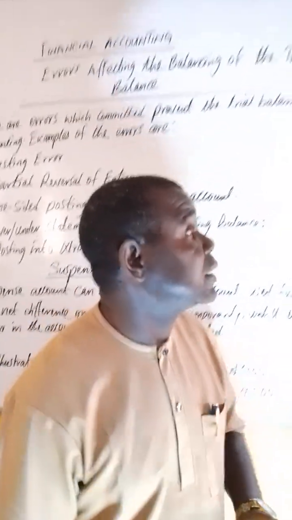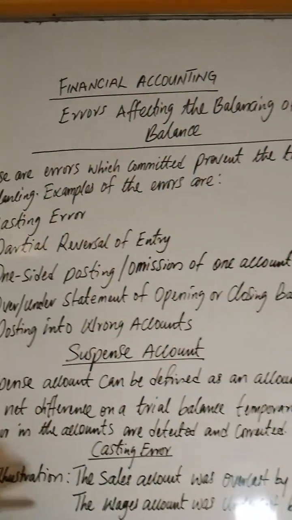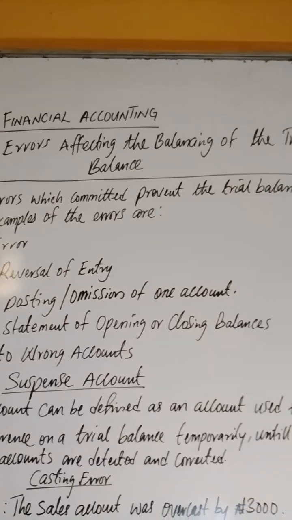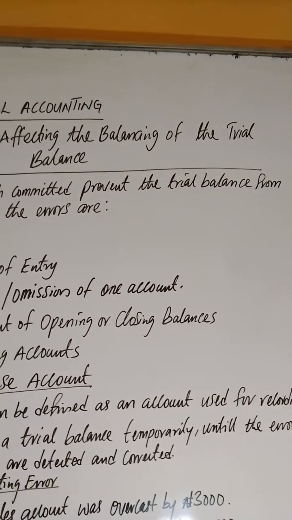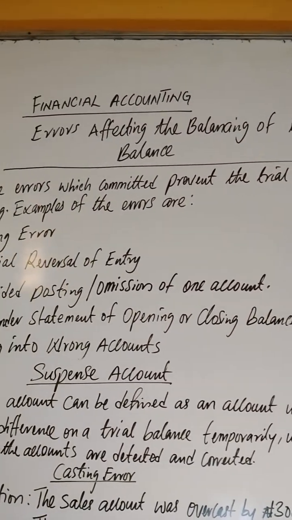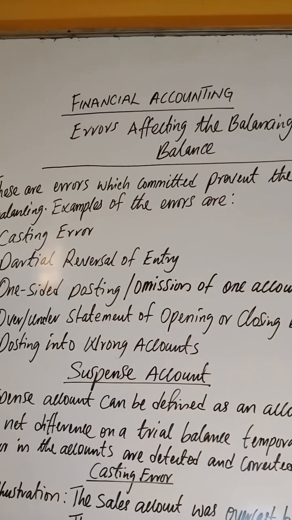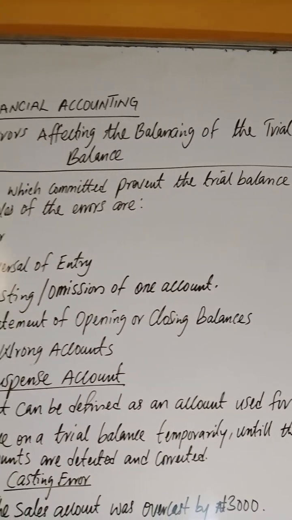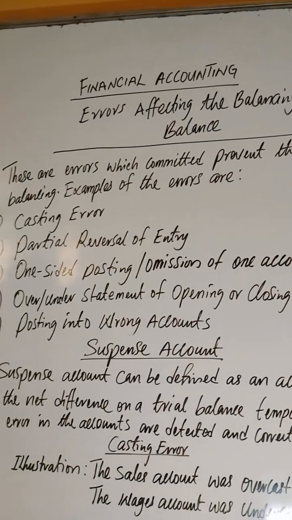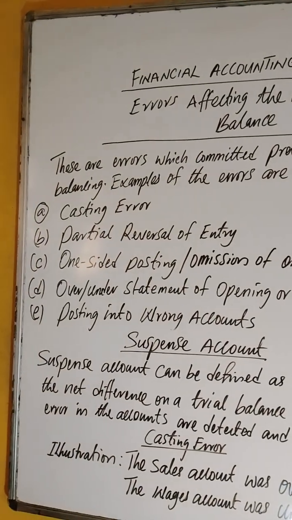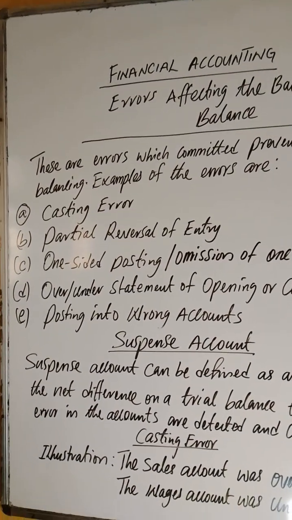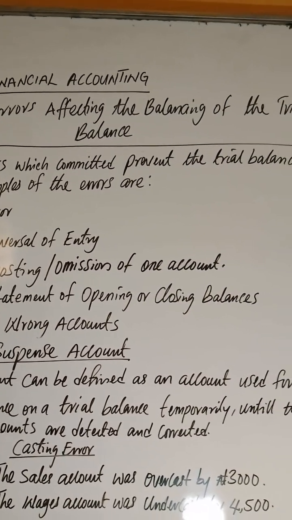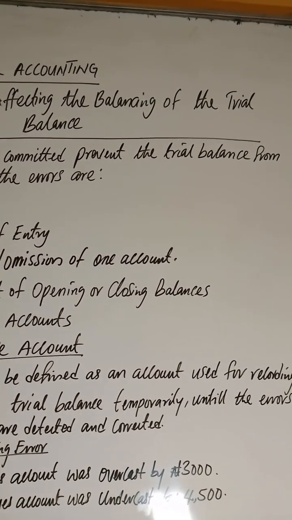In today's class, we are still under errors in accounting and bookkeeping. Today we are looking at errors affecting the balancing of the trial balance, or errors affecting the agreement of the trial balance. What are errors affecting the balancing of the trial balance? These are errors which, when committed or occurring, prevent the trial balance from balancing.